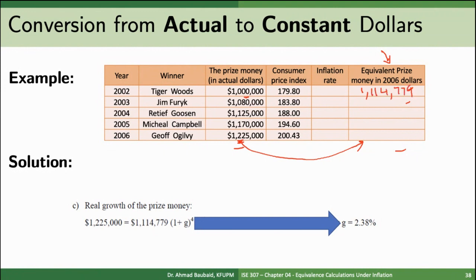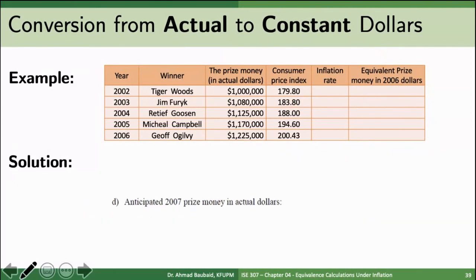Okay. And so I want to find the average growth. So I take this as my F, I take this as my P, I plug in, and I find the growth over 4 years to be 2.38%. Finally, the question was asking, what about 2007? So what is this value here, assuming that the growth rate stays the same? And how do I do that?